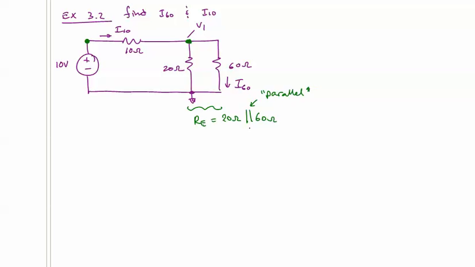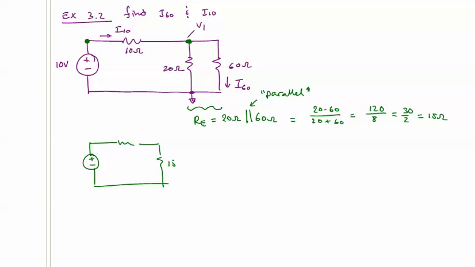So how do we calculate the parallel resistance? Well, it's R1 times R2 divided by R1 plus R2. So this would be 1200 over 80, which would be 15 ohms. Okay? So now we can redraw this as a single loop circuit.